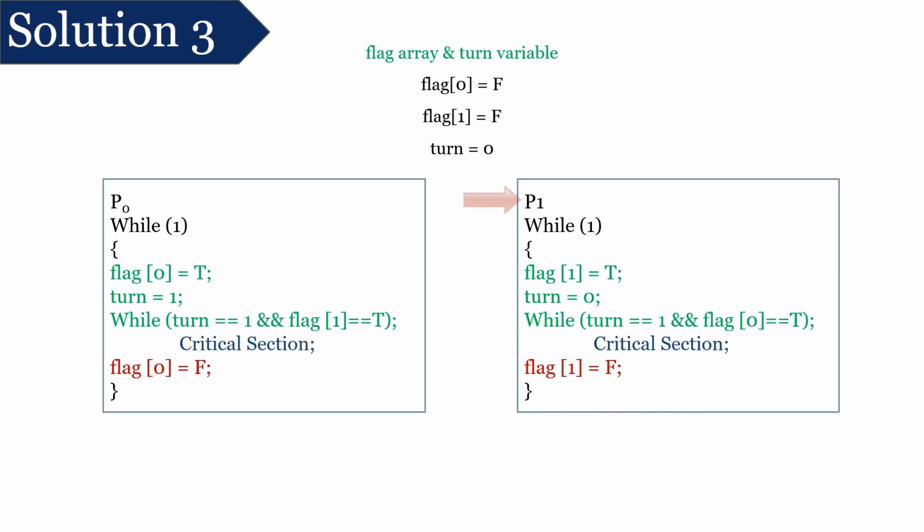Now P1 starts execution and checks while 1 and enters the loop. Here it makes flag of 1 equal to true and turn equal to 0. Further, it checks the while loop, which turns out to be false, as flag of 0 is equal to false. So P1 enters the critical section and on exit it makes flag of 1 equal to false. Here, even if a context switch happens, the processes would not get into deadlock as in the previous case. This solution is called Peterson's solution.